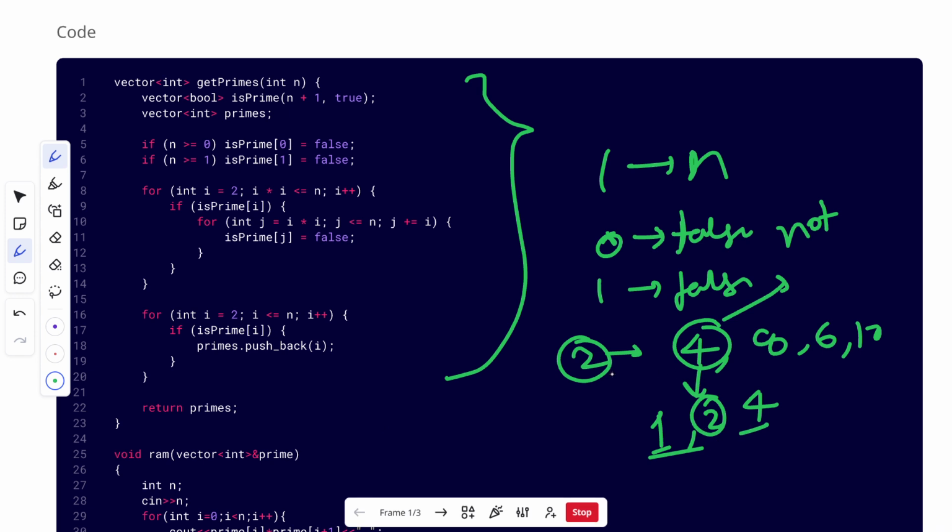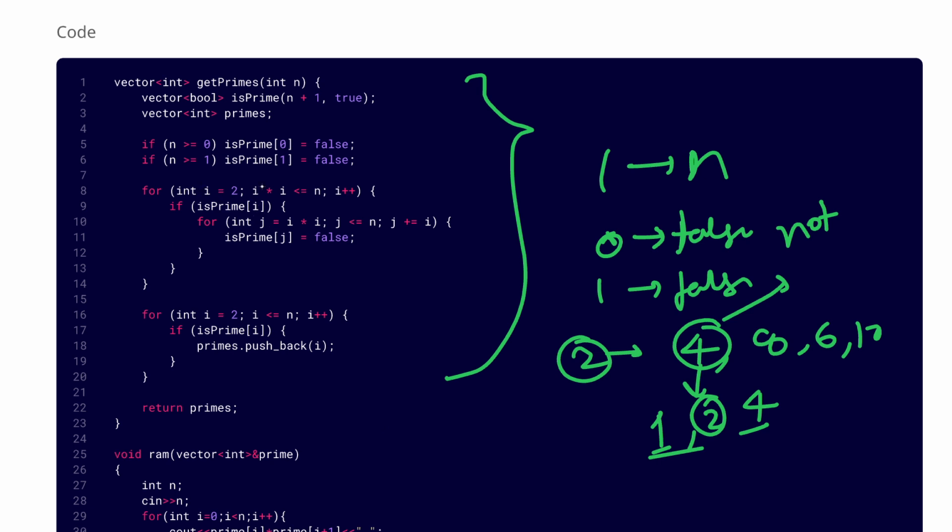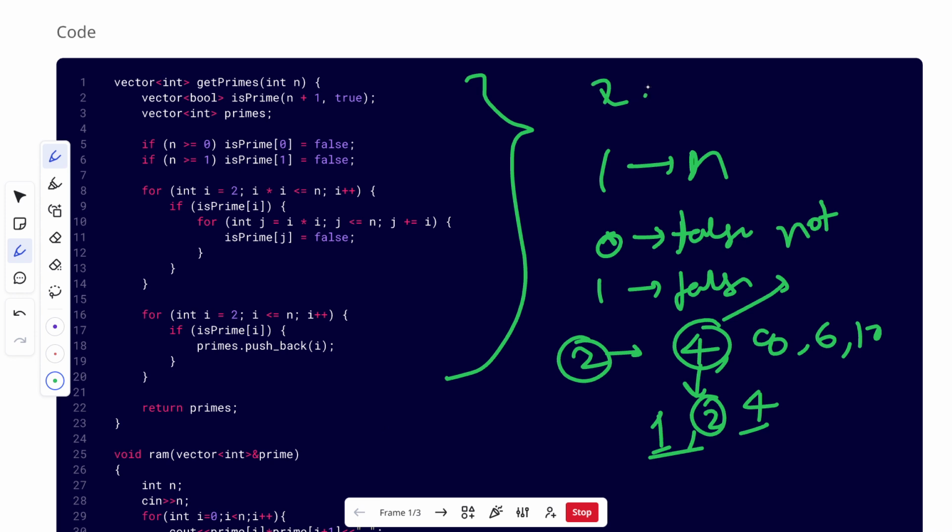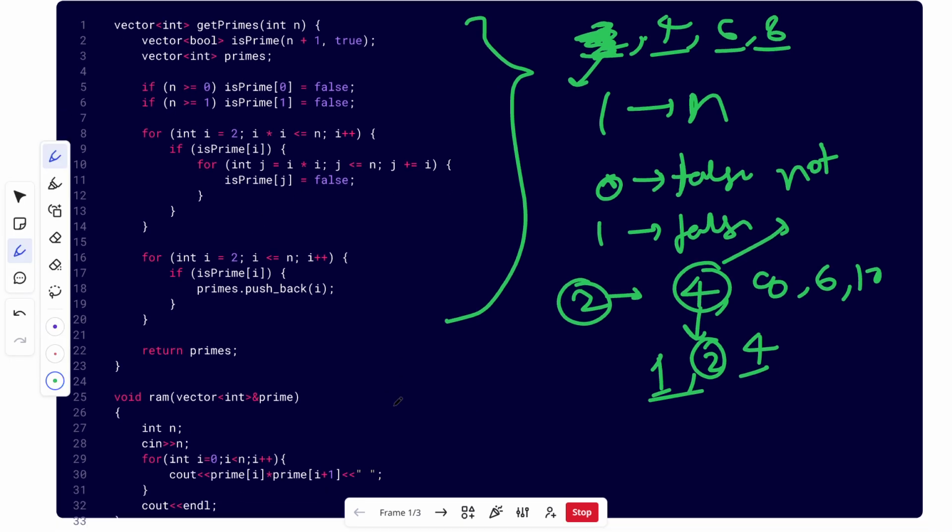So we check if a number is a multiple of 2 by moving in steps of 2, that means adding 2, so 2 becomes 2 plus 2, 4, 6, and so on. All these integers we mark as false, starting from 4, because 2 is prime. This way we are finding the primes.